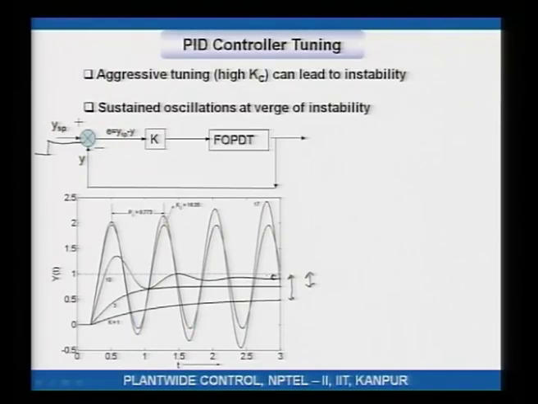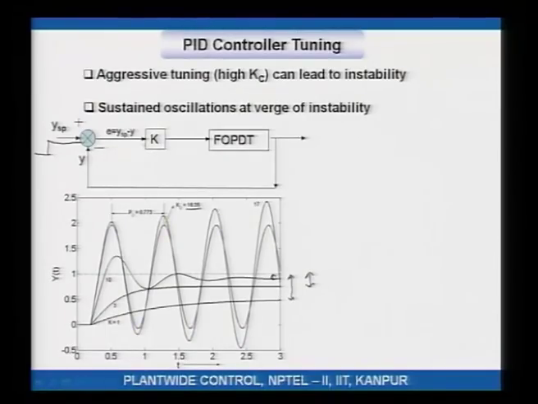If you increase the gain further to 16.35, about 16, what you get is the rate of change is fast. However, the oscillations now are sustained, the oscillations do not die down. If you increase the gain further from say 16 to 17, these oscillations actually start to blow up.